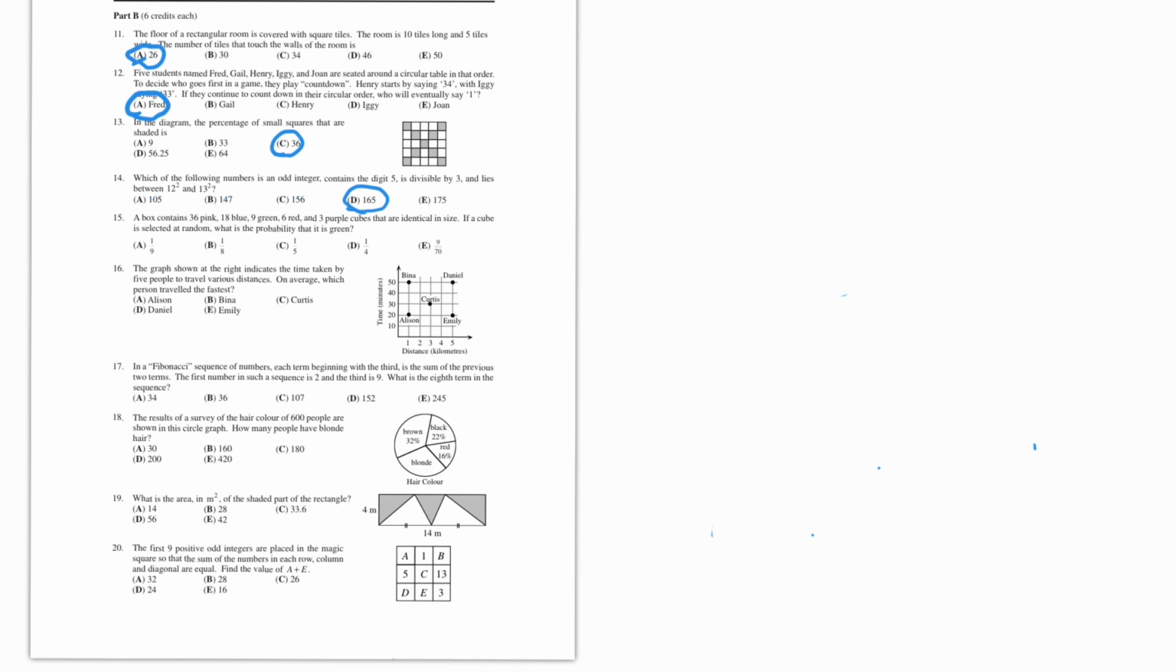Number 15. A box contains 36 pink, 18 blue, 9 green, 6 red, and 3 purple cubes that are identical in size. If a cube is selected at random, what is the probability that it is green? Probability is expected over overall. Expected is the green. They ask for green, the probability.